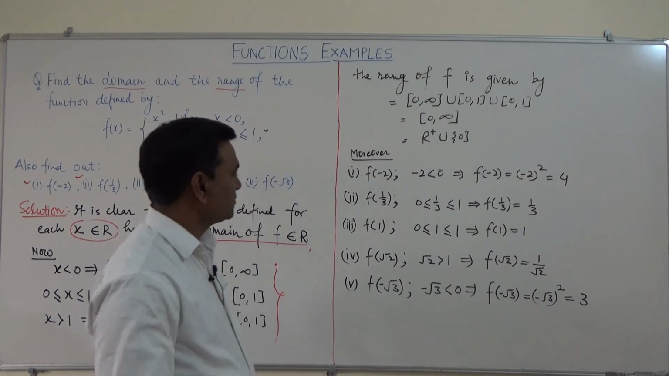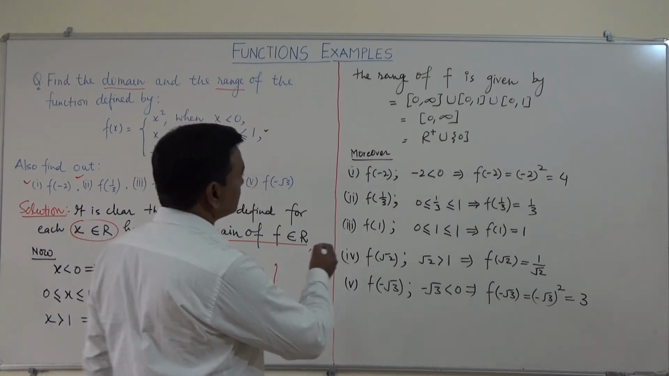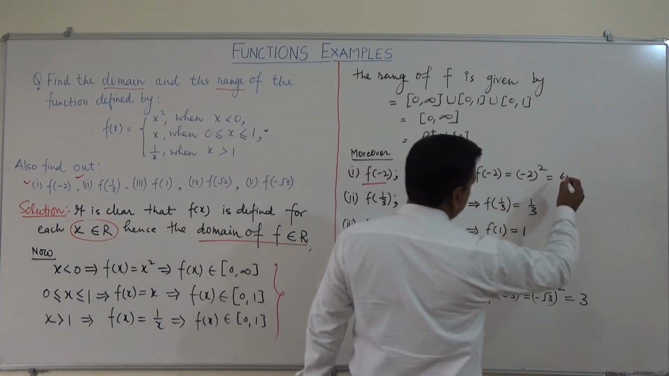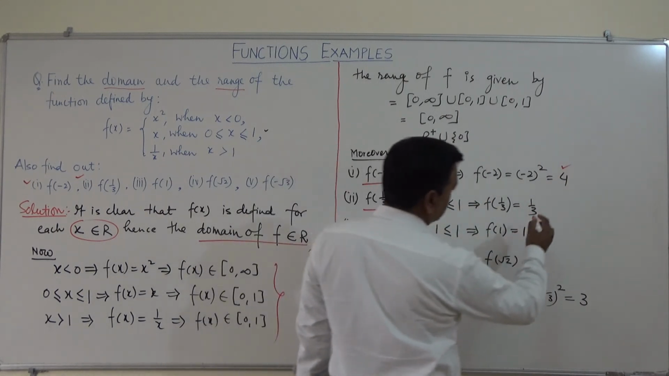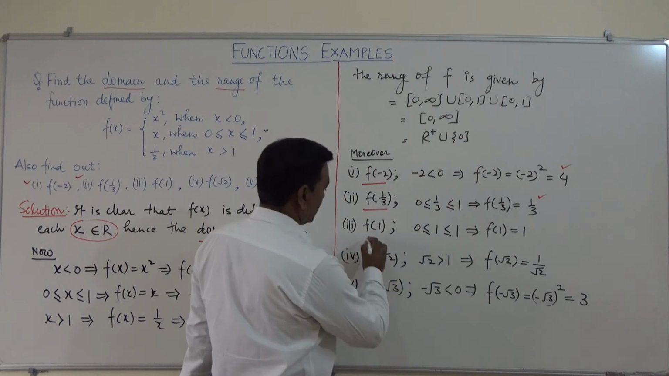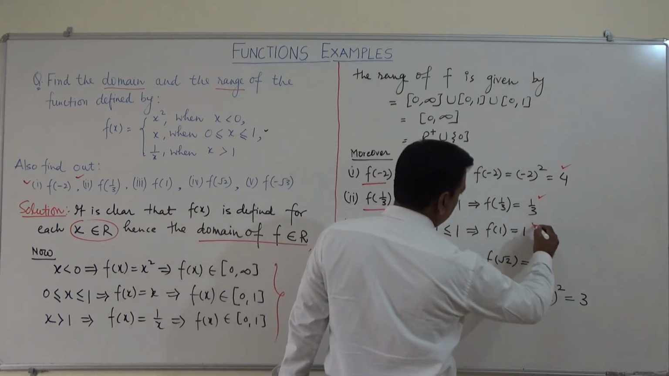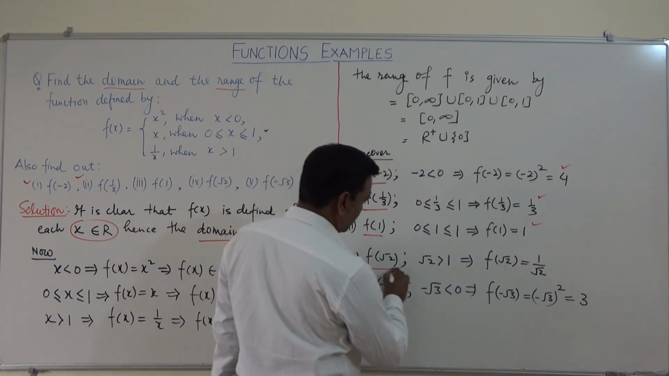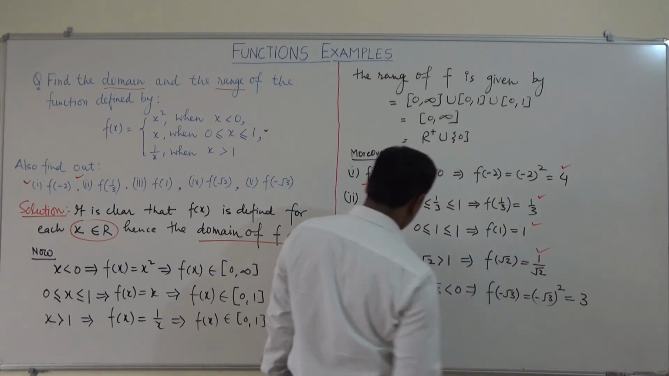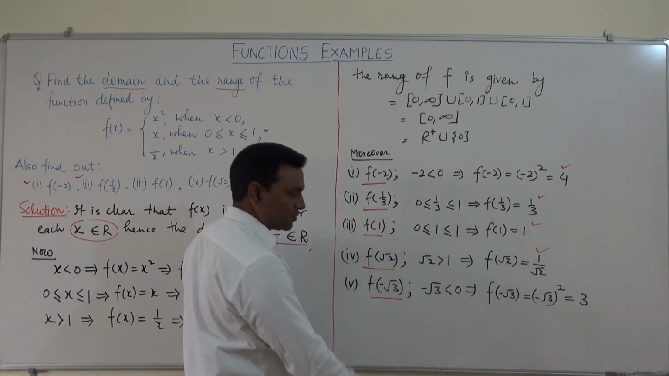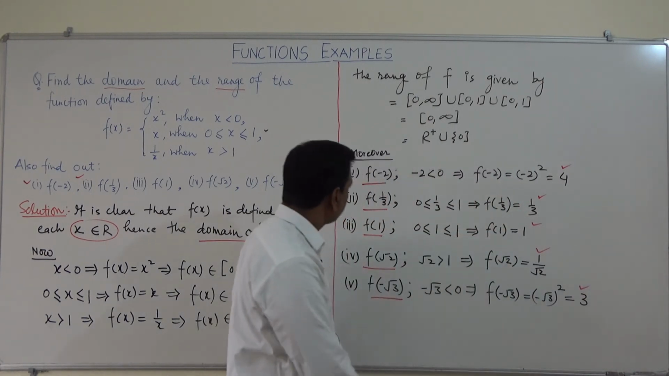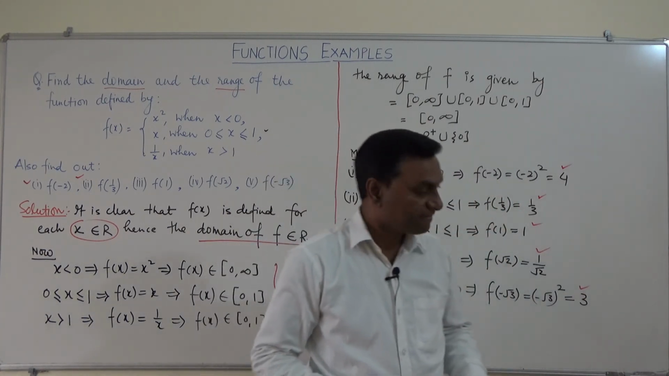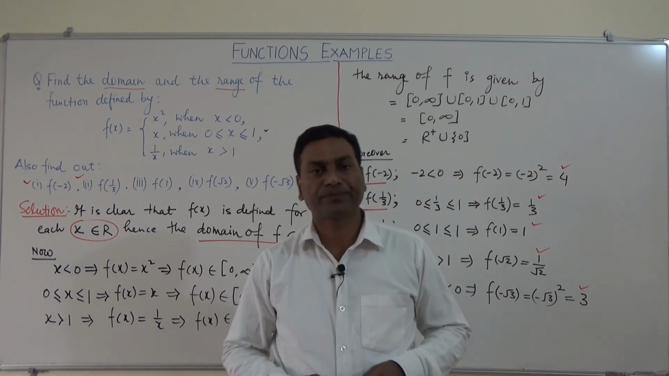So these are the values. This is 4 for f(-2), and this is 1 upon 3 for f(1/3). For f(1) this is 1. For f(root 2) this is 1 upon root 2. For f(-root 3) this is 3. Thank you.